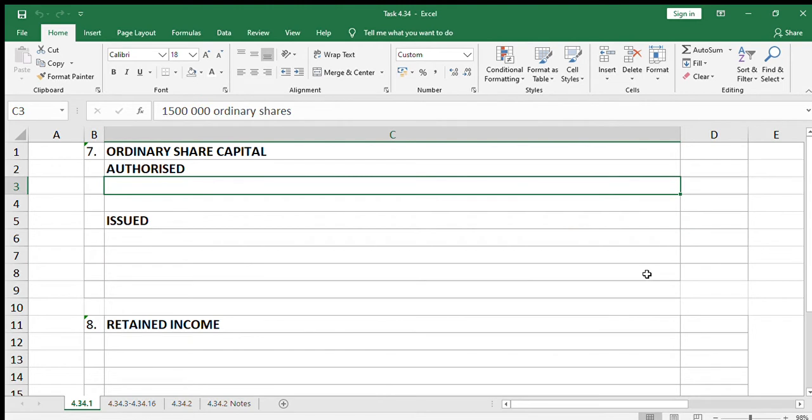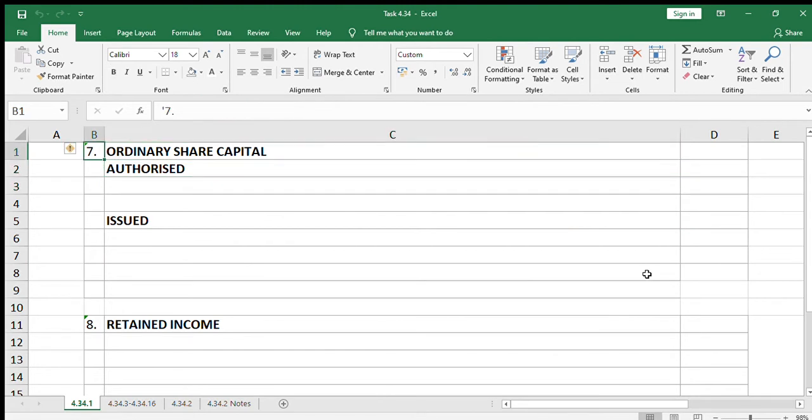So task 4.34 is consolidation of the cash flow statement as well as financial indicators. We've been doing quite a few questions on the financial indicators and we have done cash flows in the past. So this should be familiar. Okay, so we're just going to do that together.